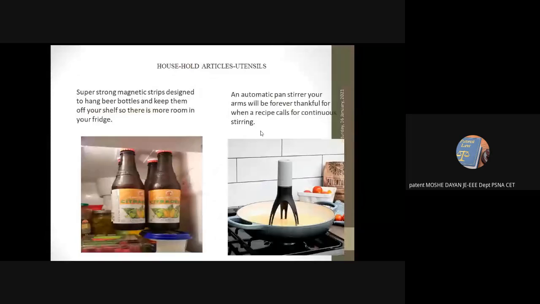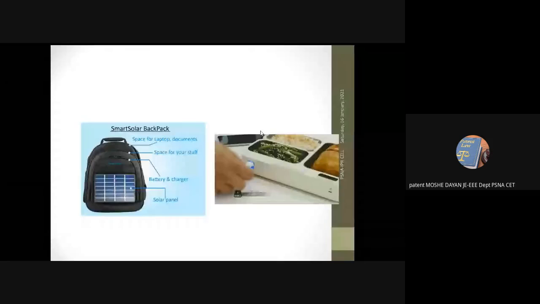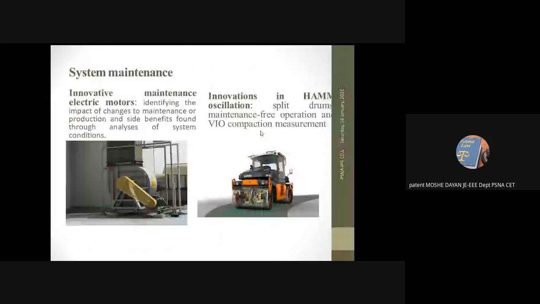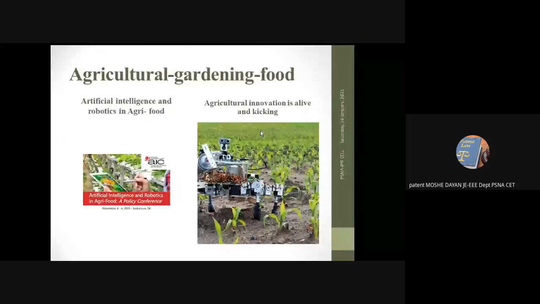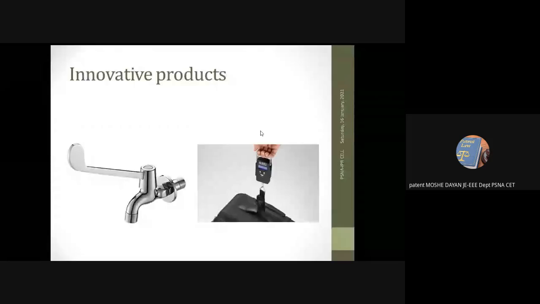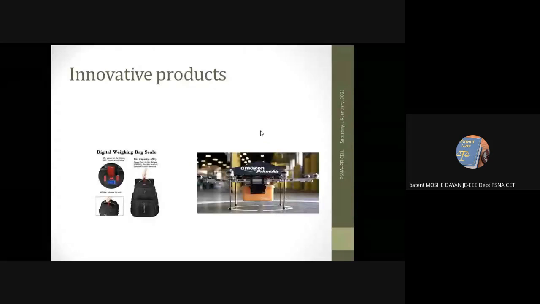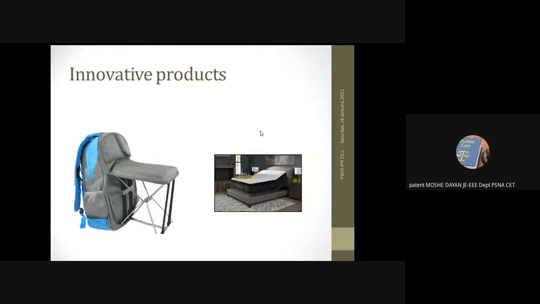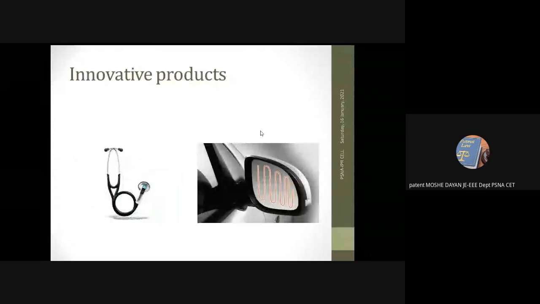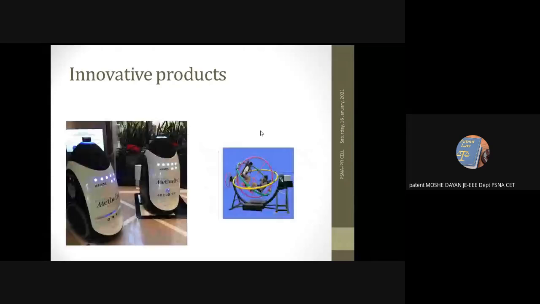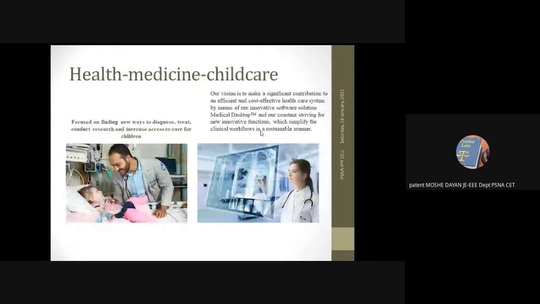These are some of the products. These are the areas where you can find invention: invention in agriculture, invention in sports, innovative products. Sometimes these kinds of products might be so simple. Somebody who's standing for a long time doesn't have a chair. You can have a backpack attached with a chair. This is a design. So all these things are inventions, and every invention can be patented.